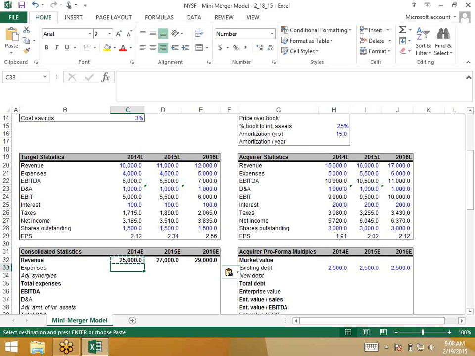And we do the same with the expenses. So the expenses is 2014 acquire expenses plus target expenses. Copy that to the right. You guys got that?